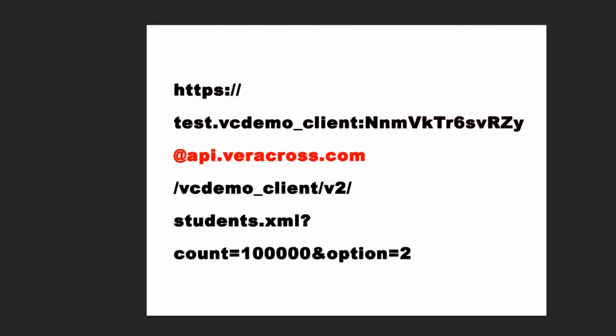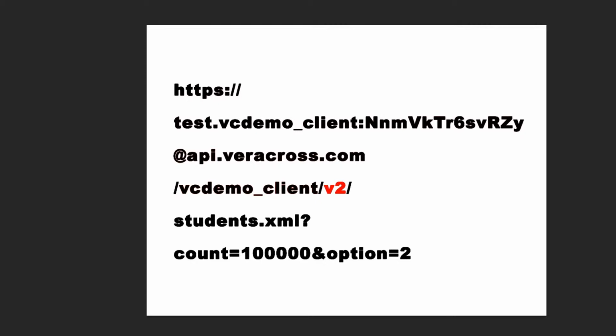Moving down to the next line, you'll see two values separated by forward slashes. The first defines the name of your school, and again you'll need to get the exact details of what to put here from your account manager. For this demo I'm using the Veracross demo database, so the name is vcdemo_client. The second value on this line specifies the version of the API that's being used. As you can see, the current version is number 2.